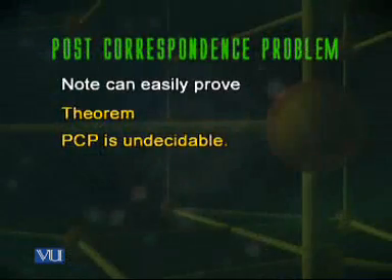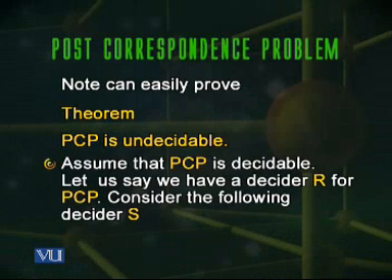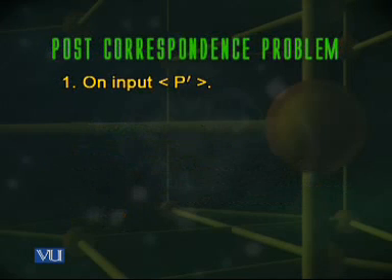Let's look at the formal proof. The theorem says that the PCP problem is undecidable. Let us assume that the PCP problem is decidable. Let's say we have a decider R for PCP. Now let's consider the following decider S. It gets an input P prime, which is an input for the modified PCP problem.